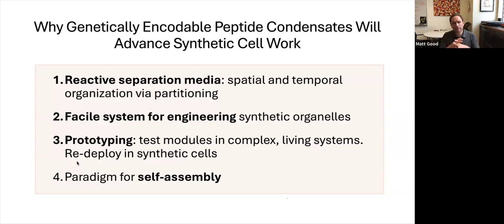And then finally, I think this is a really great paradigm for self-assembly. You can certainly create other types of rigid compartments from nanocages. Protein design is so advanced now that you can create things that are 100 nanometers in size, predictively from peptide self-assembly. But we've really found value in using these condensed phases themselves.